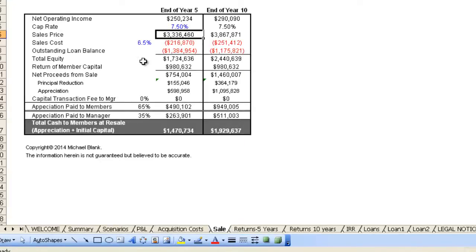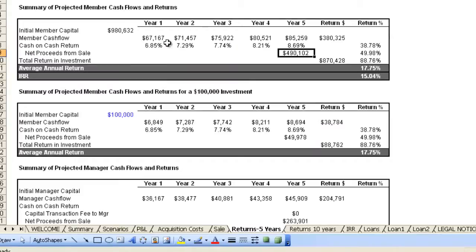And then it returns the member capital. You can see here the principal that was reduced over those 5 years quite a bit, and 65% of the appreciation is paid to the members. So you can see all that here.